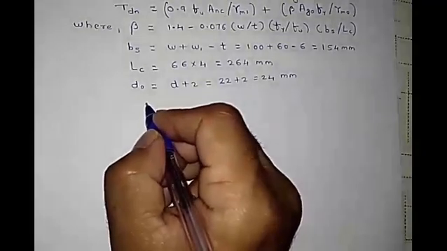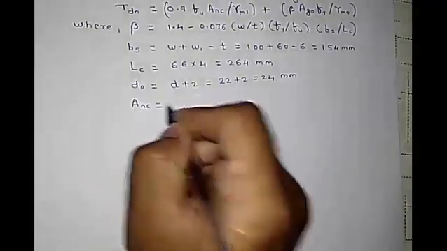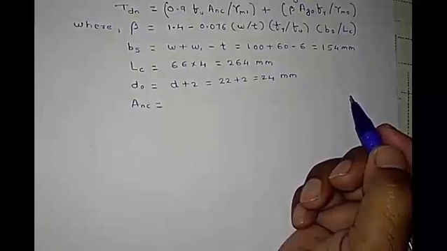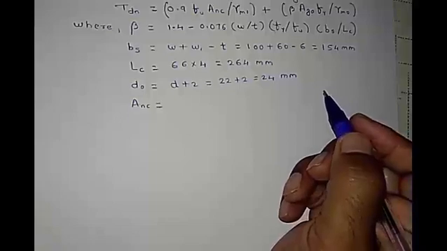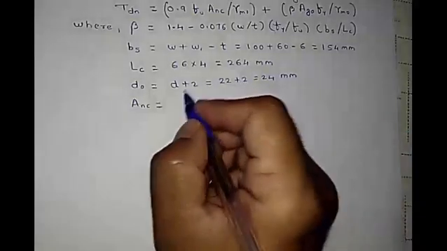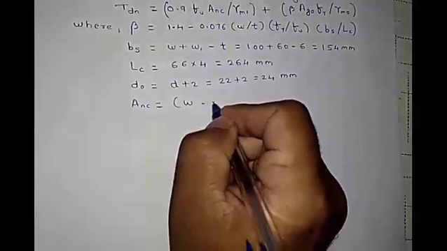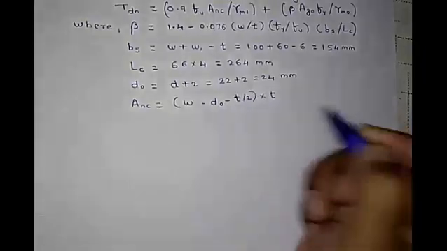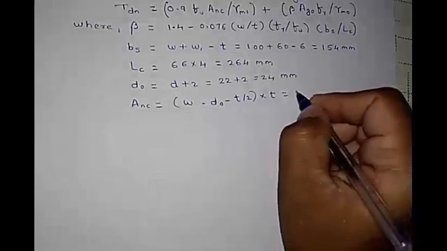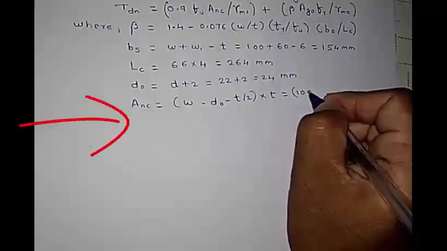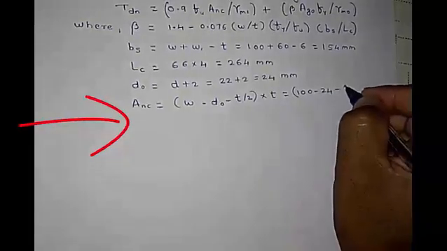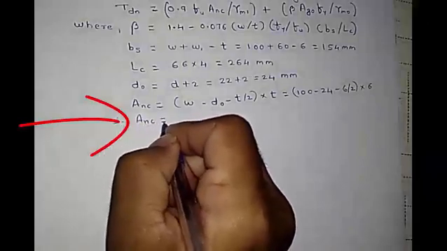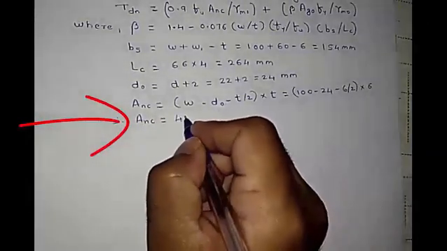Similarly, we can calculate here ANC. So ANC is equals to W minus D0 minus T by 2 and multiplied by T. So this is the formula to calculate ANC. So W, it is 100 minus 24 minus 6 by 2 and multiplied by 6. So therefore ANC you will get at around 438 mm square.